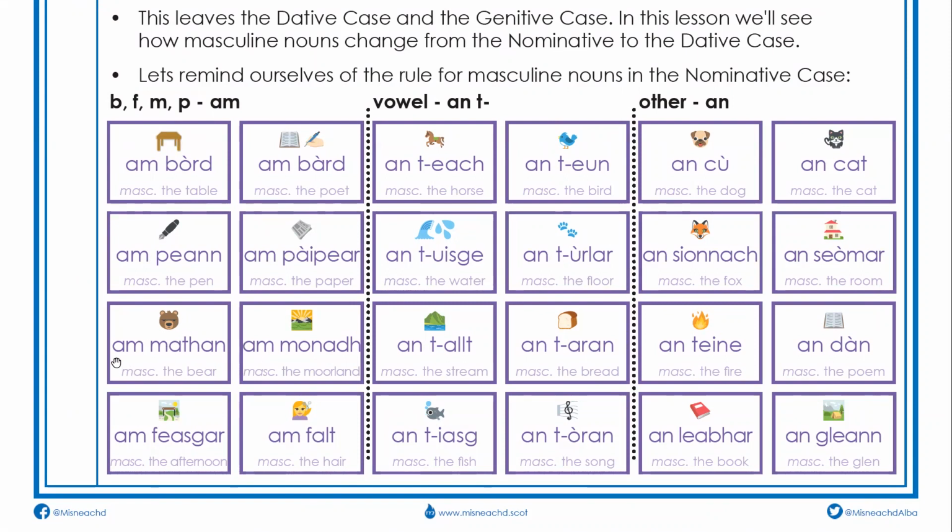Man, am man. Monarch, am monarch. Fesker, am fesker. Falt, am falt. And the reason for that M is basically you bring your lips together to make these labial sounds, B, F, M, P.